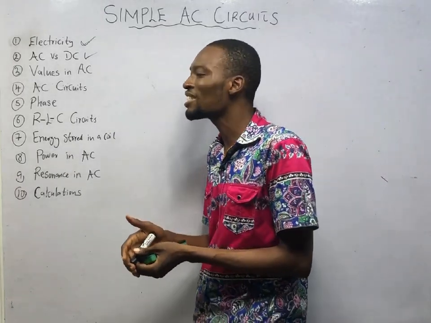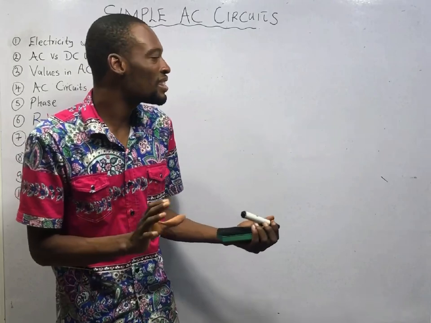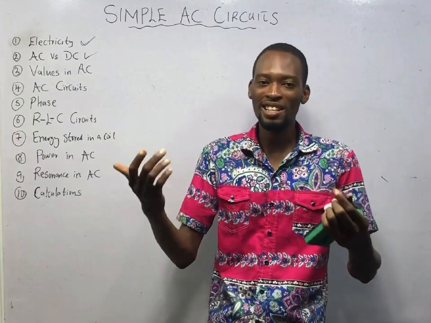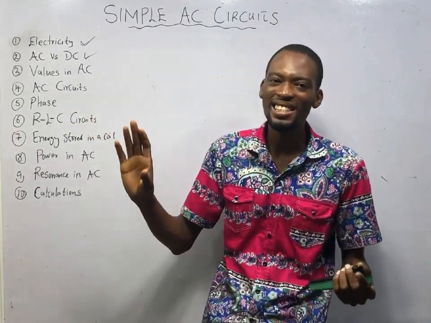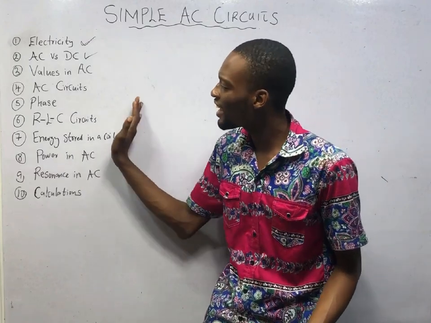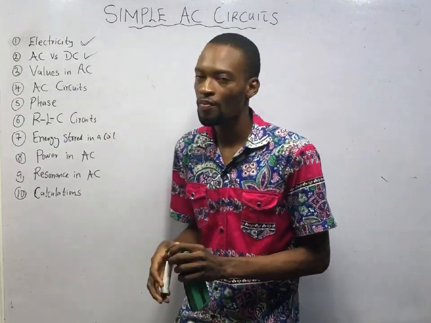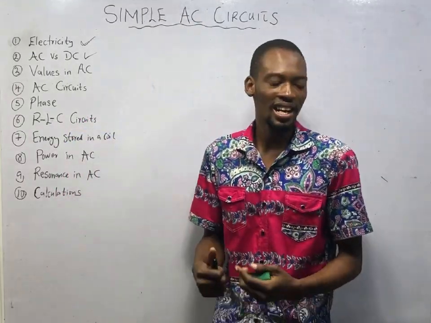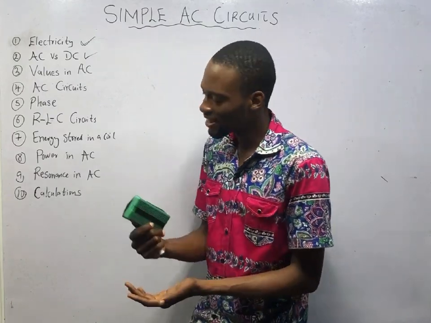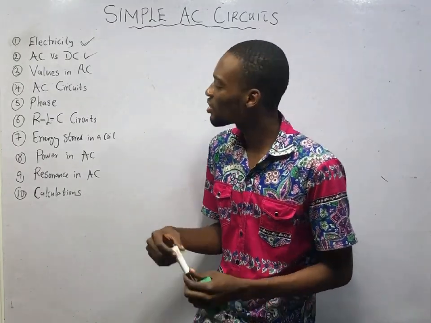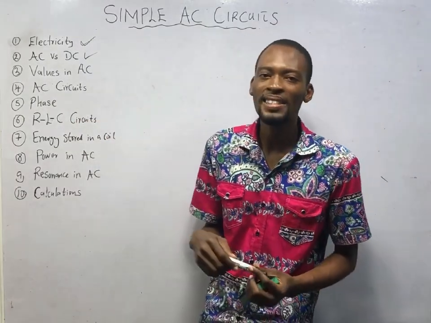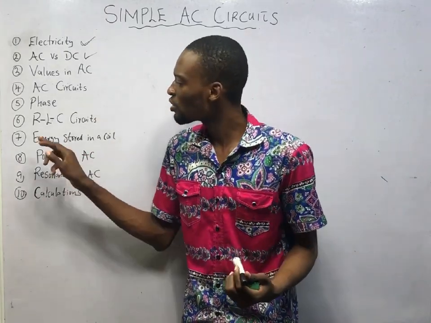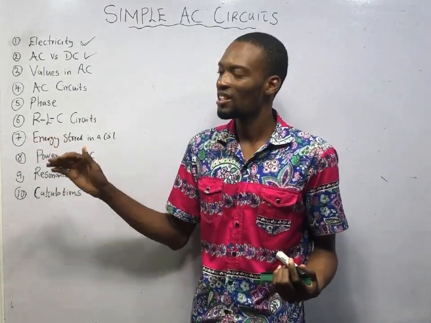AC circuits, this is very simple. An AC circuit is simply any circuit where alternating current flows. When alternating current flows in a circuit, we say that circuit is an AC circuit, which means any circuit diagram we shall be drawing shall be for AC. And in AC circuits, it can contain resistors only, it can contain capacitance only, it can contain resistance, capacitance, and inductors. That is what takes us to RLC circuits. RLC circuits are alternating current circuits or paths where alternating current flows containing resistors, inductors, and capacitors.